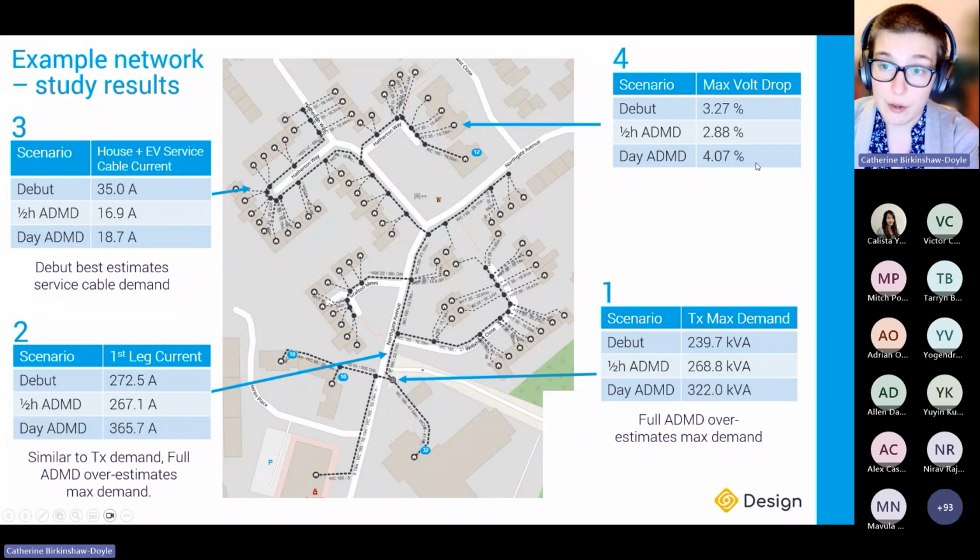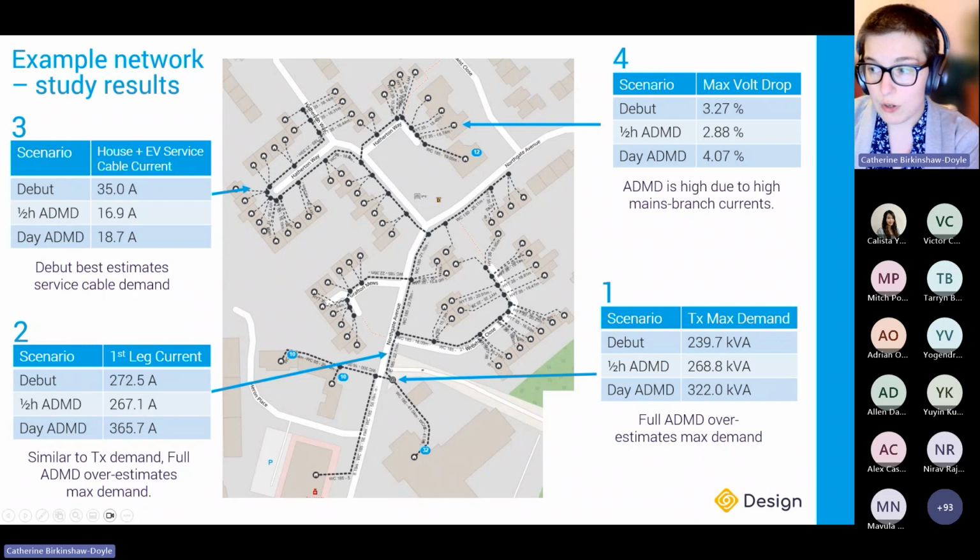You can see here quite a high volt drop of 4.07 for this network because the currents have been overestimated. The other two methods have a much lower volt drop. The half-hourly ADMD is much lower at 2.88. W, with its more accurate currents modeled all the way down the network, and particularly its slightly higher currents towards the service cable end of the network as the network branches out, has a slightly higher and most accurate volt drop of 3.27%.